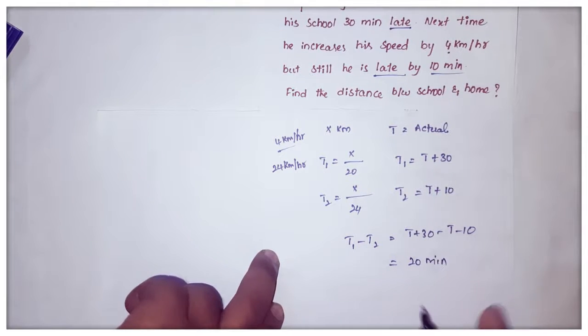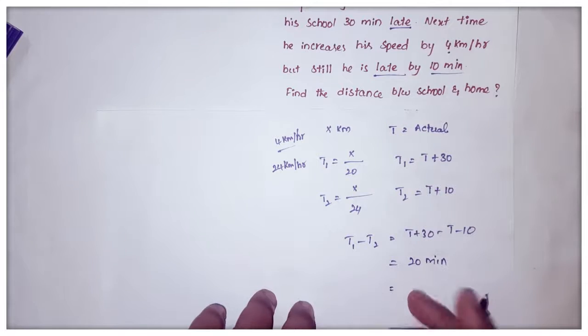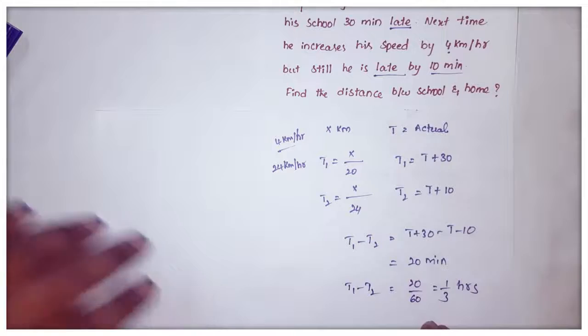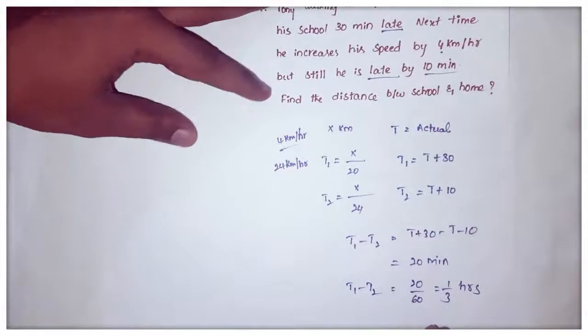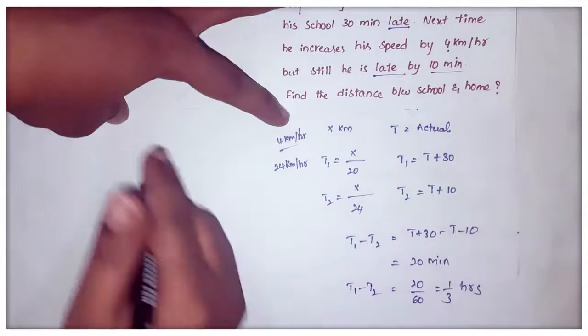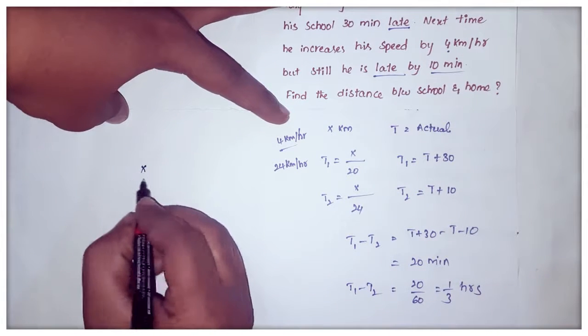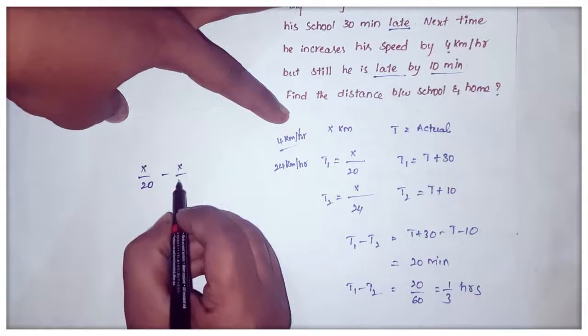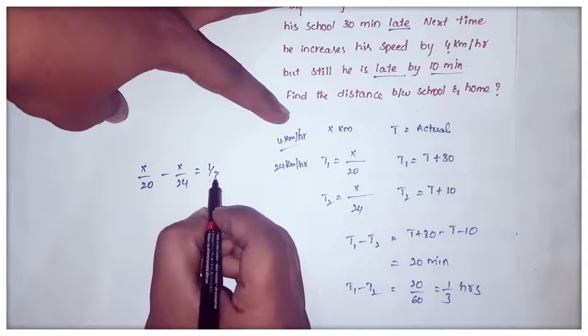20 minutes, we must convert that into hours. 20 by 60, that is 1 by 3 hours. So t1 minus t2 is 1 by 3 hours. We use this particular relationship and we'll get the end answer. So what is t1? x by 20 minus x by 24 is 1 by 3 hours.